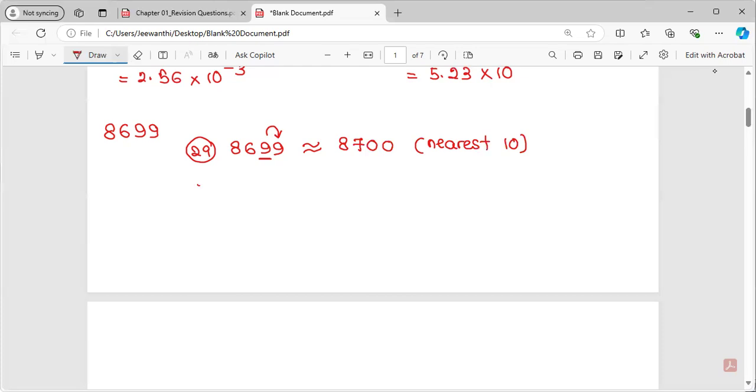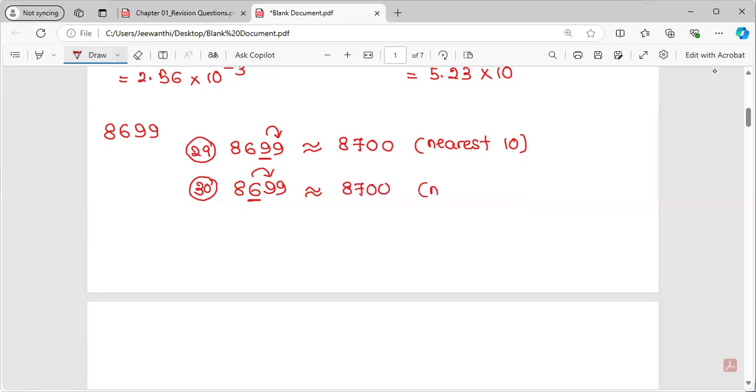So then question number 30. Now, in question 30 I want to correct the same number, 8,699, to the nearest 100. I underline this one because this is the hundreds place, and I go to the next number. The next number is 9, which is more than 5. I told you a little while ago, if the next number is 5 or more than 5, we need to add 1. To where do we need to add 1? To the underlined number. So here it is the hundreds place digit 6, so that becomes 7. So it is 8,700.